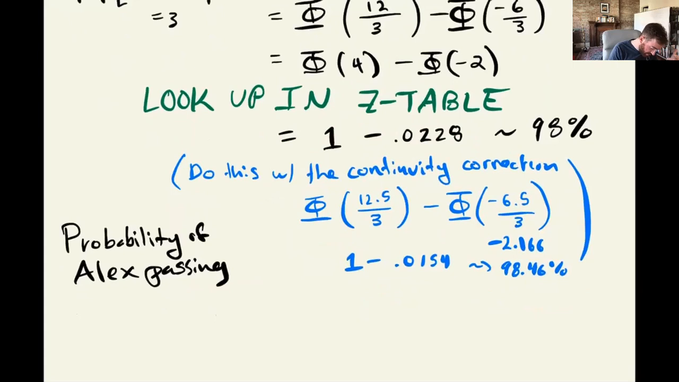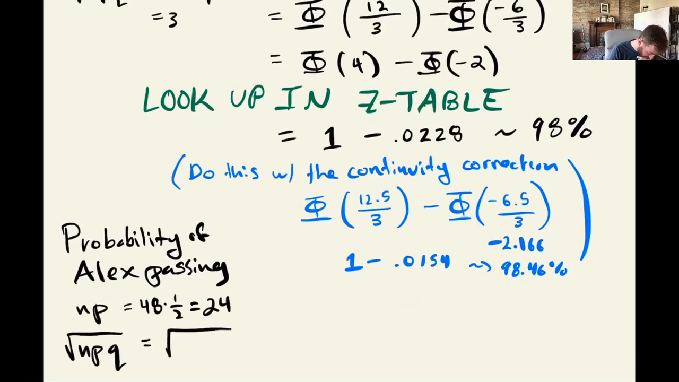Well, first we need to compute n times p for Alex, which is going to be half of 48, which is 24. Remember, he needs to hit 30, so that means he has to definitely do better than just guessing at random. And moreover, if we compute Alex's standard deviation, this is going to end up being the square root of 24 times a half, because again, this is already in p, so that's the square root of 12.